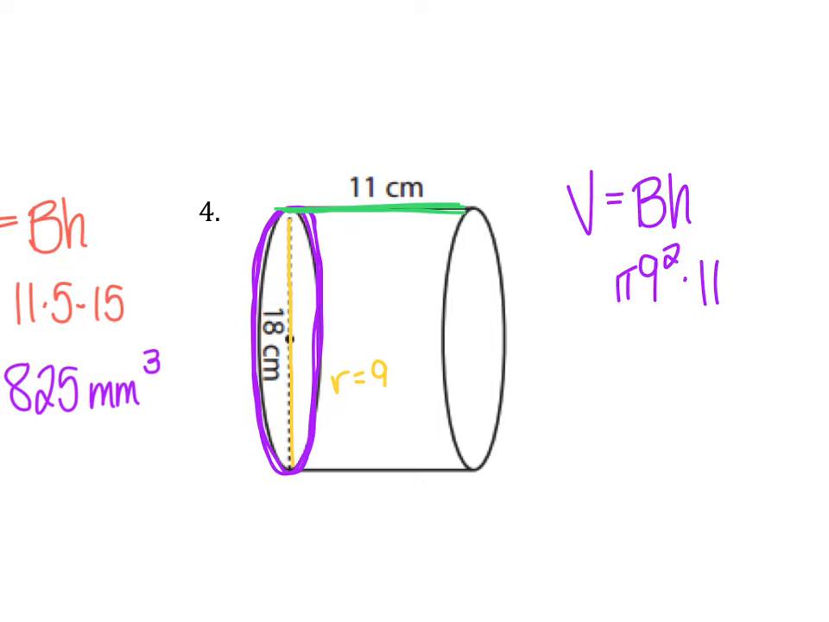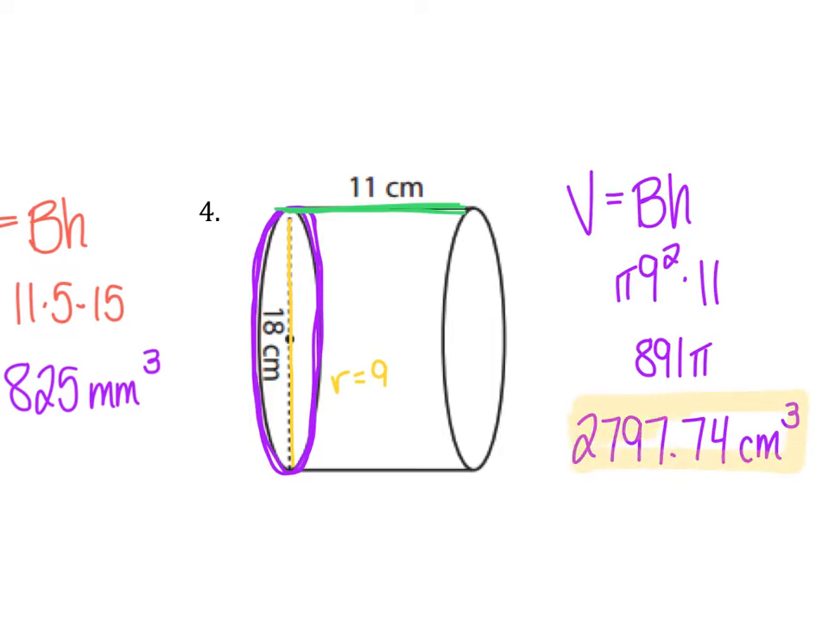So 9 times 9 is 81. 81 times 11 is 891, so I'll write that down, 891. And really, you could do all these steps at the same time. You don't even have to write the 891 pi down. You can just go ahead and multiply by 3.14, and that's going to give us 2,797.74, and we're doing cubic centimeters, so centimeters cubed. So the area of our circle was pi r squared, right? We used 9 for the radius, and then we multiplied that by 11, and that gave us the 2,797.74 centimeters cubed.